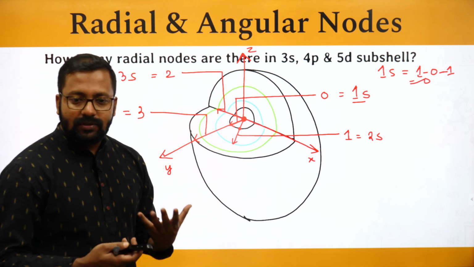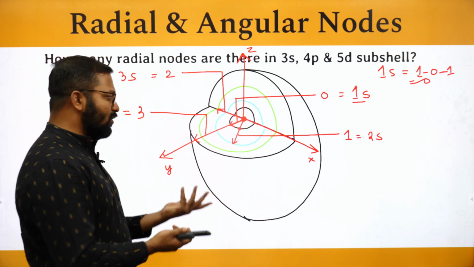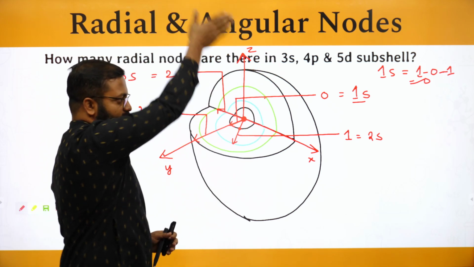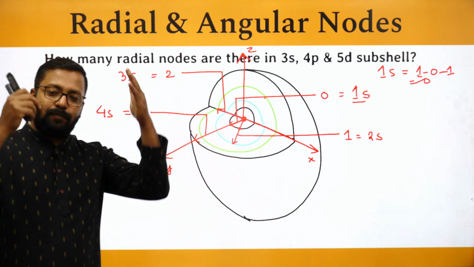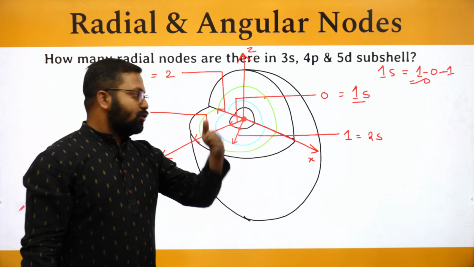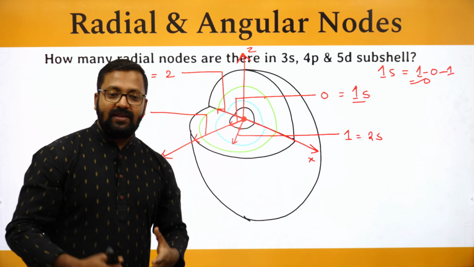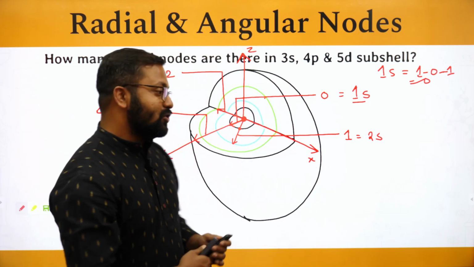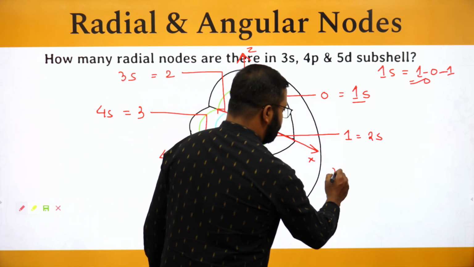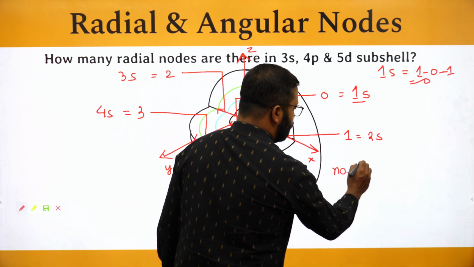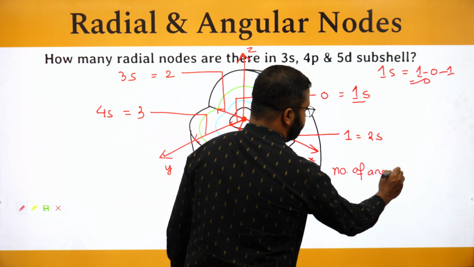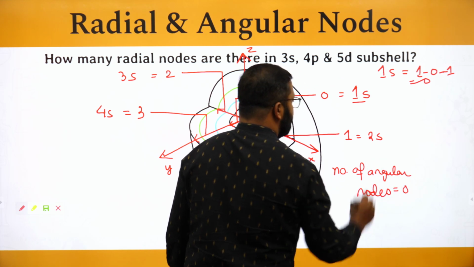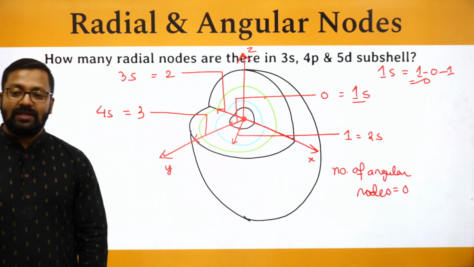We have to suppose this. You can think of any direction. You can take a direction like this, or like this. Any plane that passes through the center but does not bisect the sphere. Can we have any such plane? No. So that is the reason the number of angular nodes is 0.